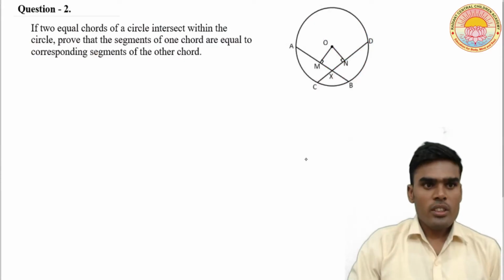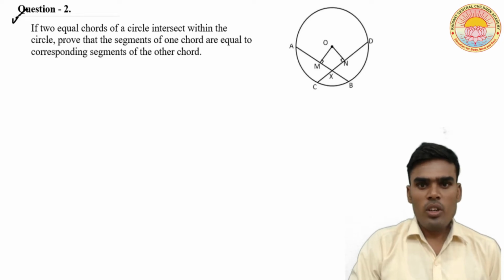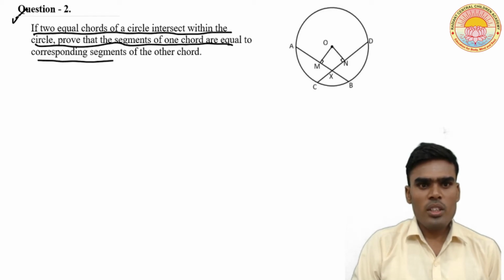So question second from your exercise 10.2. Question second is: if two equal chords of a circle intersect within the circle, prove that the segments of one chord are equal to the corresponding segments of the other chord.